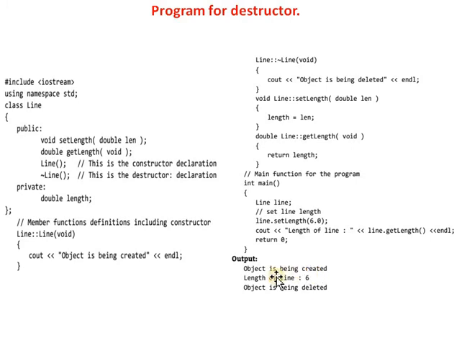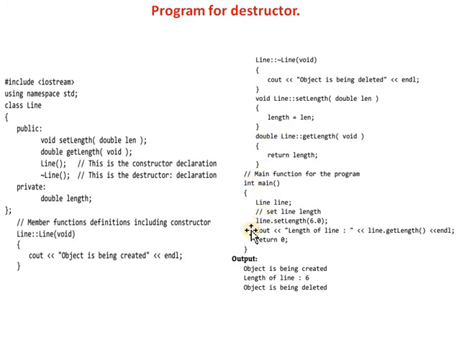After that, the member functions of that particular class are called. Line.setLength means the setLength function is called. Here the length value is 6.0. So it assigns the 6.0 value to the length variable, because in the setLength function we wrote the definition length equals length, meaning the formal value of the setLength function is assigned to the length variable.